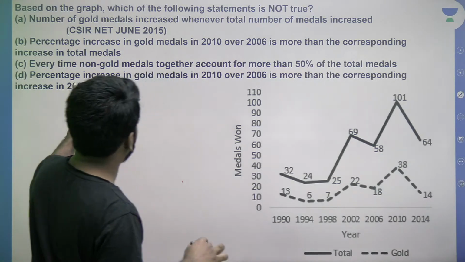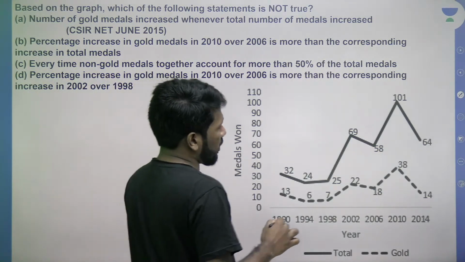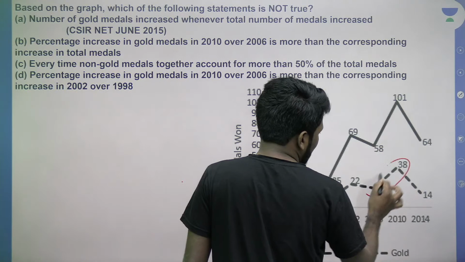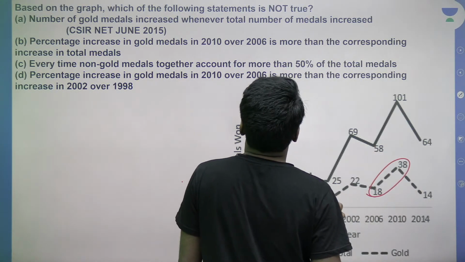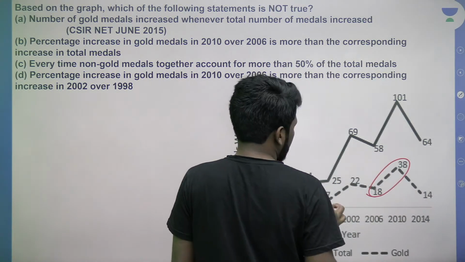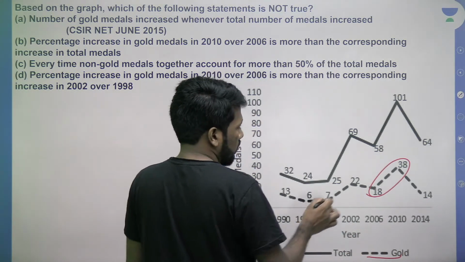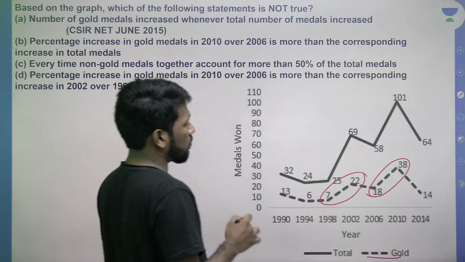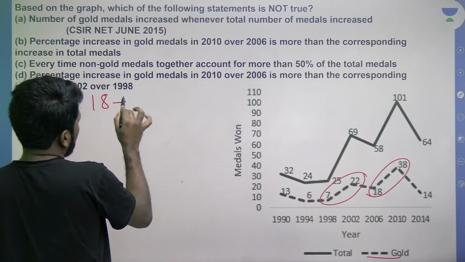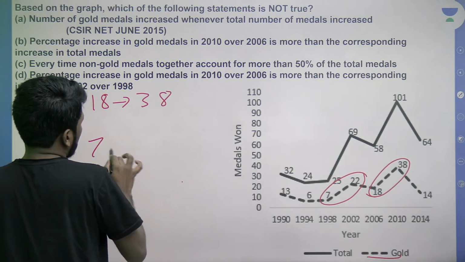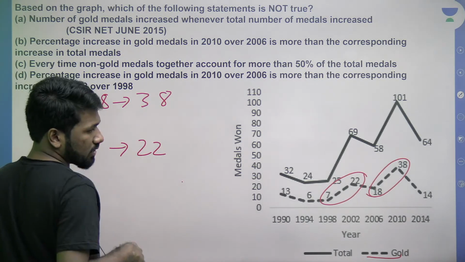Let's check that anyway. Percentage increase in non-gold in 2010 over 2006, 18 becoming 38, is more than the corresponding increase. Corresponding means gold medal का ही increase in 2002 over 98, 7 becoming 22. So 18 becoming 38 और 7 becoming 22, इसका कौन सा increase ज़्यादा है?